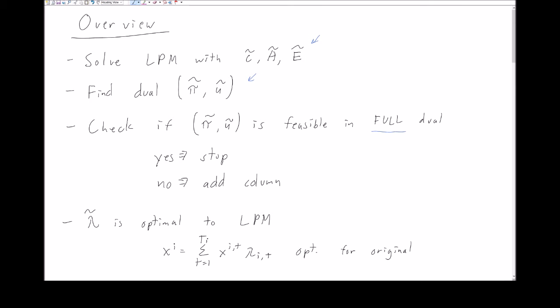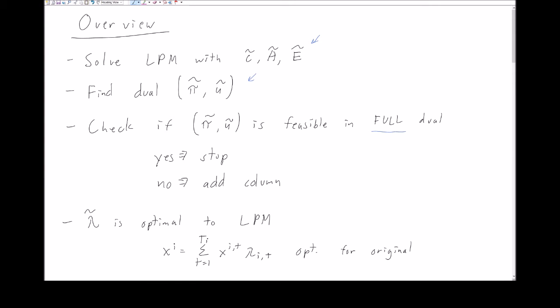The full dual is associated with the original linear program master, including all of the columns. If our dual solution to the restricted linear program happens to be feasible for the full dual problem, then we stop. This is because at this point we know that we have an optimal solution. It's easy to see that we have an optimal solution in this case.